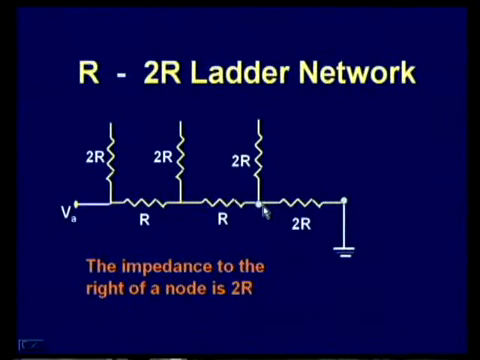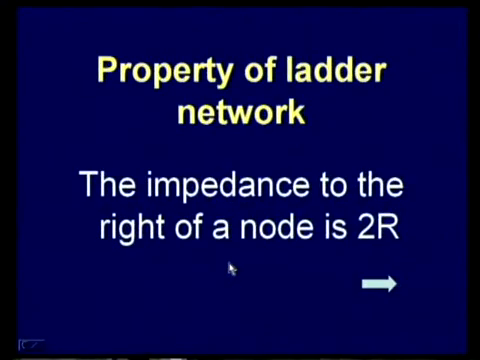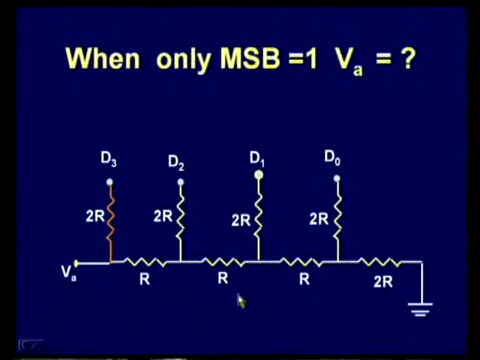Similar will be the case if you apply the network reduction techniques and observe the impedance at other nodes, say here and here also, the impedance to the right of this node will be 2R. That is the property of a ladder network. The property is that the impedance to the right of a node is 2R. Now, we shall see how this conversion is made.